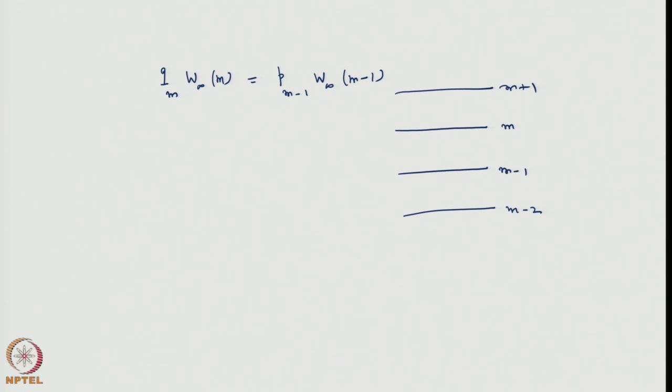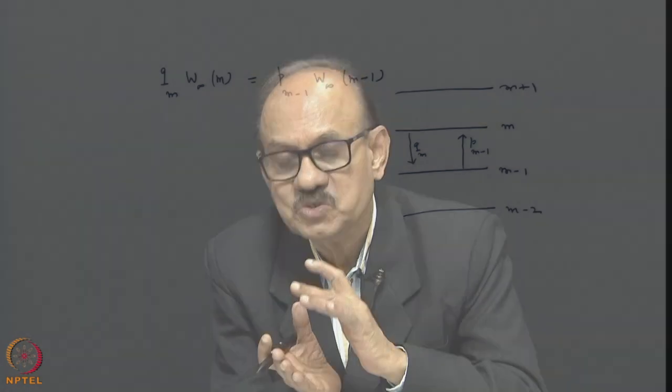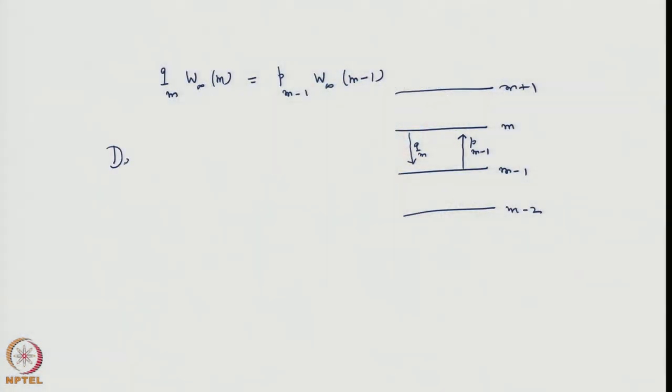What it says is, under equilibrium, the downward transition from m to m minus 1, that is called as q's. If you remember, our q's are backward transition, or in this sequence, it is a downward transition. That rate should exactly balance the upward transition from m minus 1 to m. This is p m minus 1. Such a balancing between just about two states, whereas the process of stochastic evolution depends on three states, is called detailed balancing condition. It is a very important condition in equilibrium statistical physics.